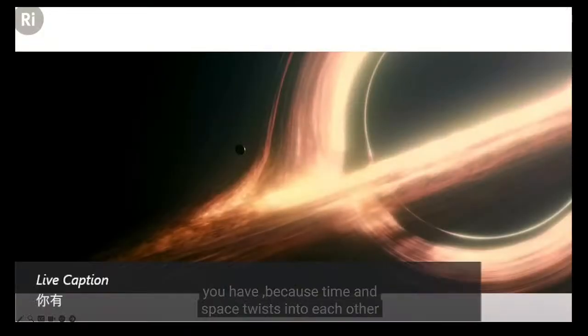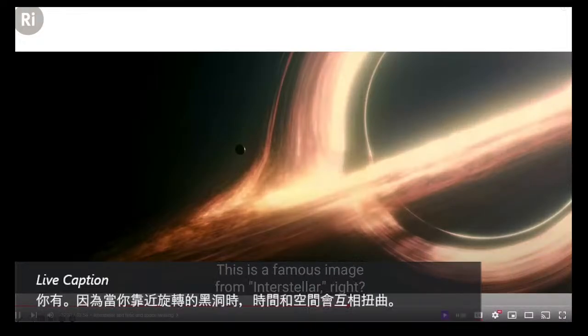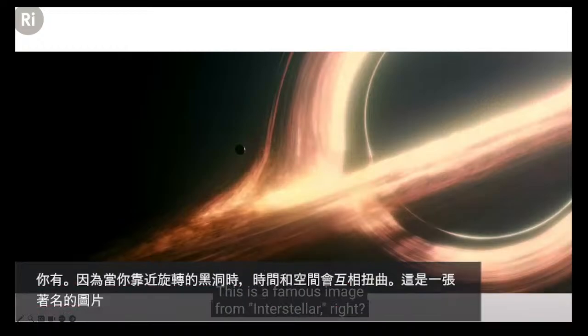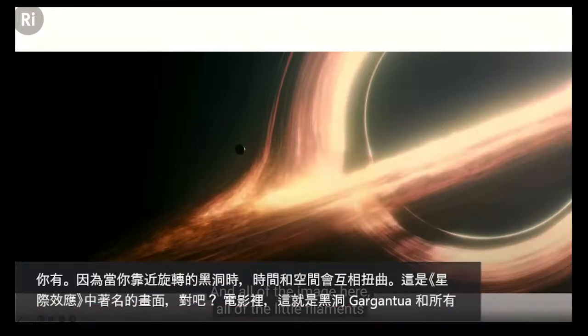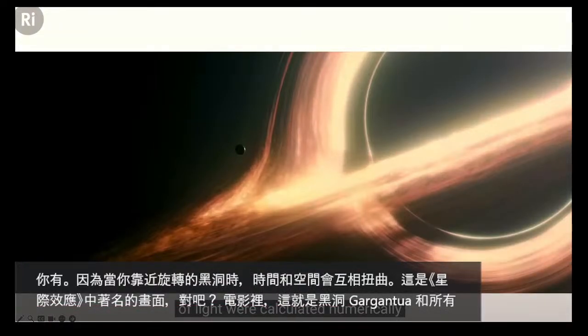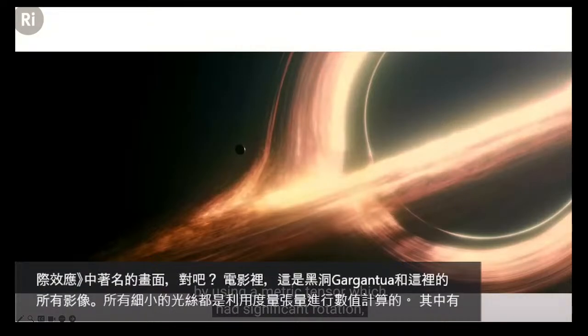Because time and space twist into each other when you are close to a rotating black hole. This is a famous image from Interstellar, right? The movie. This is the black hole, Gargantua. And all of the little filaments of light in the image were calculated numerically by using a metric tensor which had significant rotation, twisting of time and space into each other.